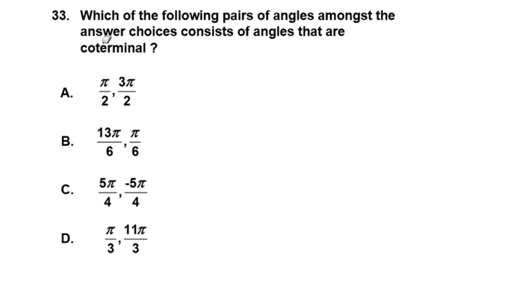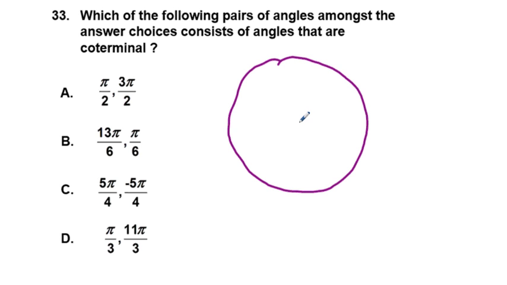Precalculus Spring 2015 ACP Study Guide, problem 33, which has to do with coterminality of angles. The principle of coterminality is that the word coterminal means having the same ending. That's the word coterminal.